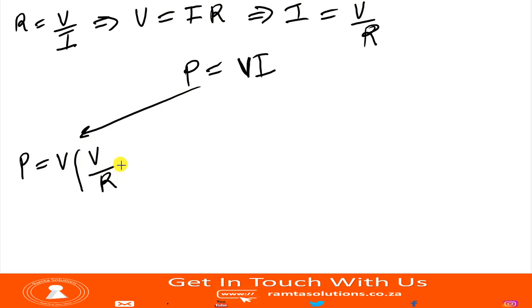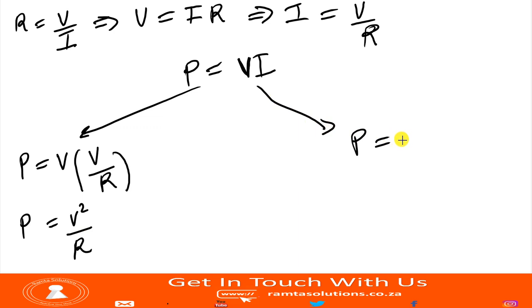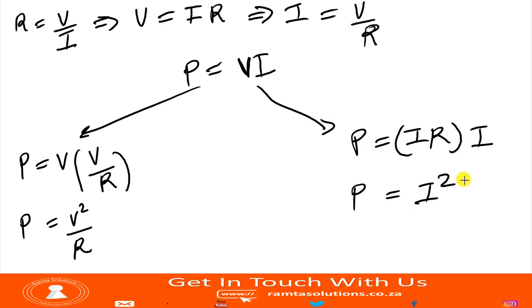So what is this? This is V squared over R. Therefore, you can also define power as V squared over R. Now, if you have current but you don't have potential difference, in place of V you put IR. So what will this become? Power is now I squared R.